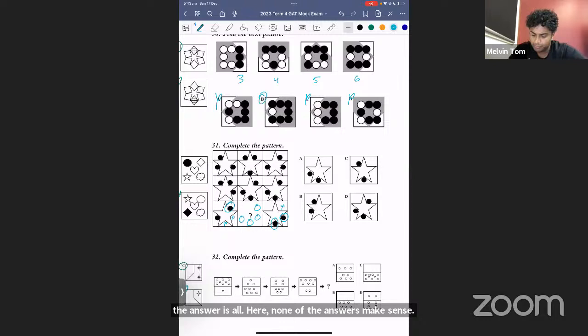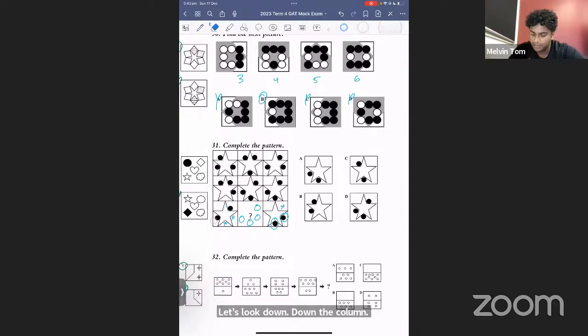Would it be going downwards? Is that the pattern? Yes, it is. So the pattern makes sense downwards. Okay, we got fooled into thinking it's going across. Let's look down the column.